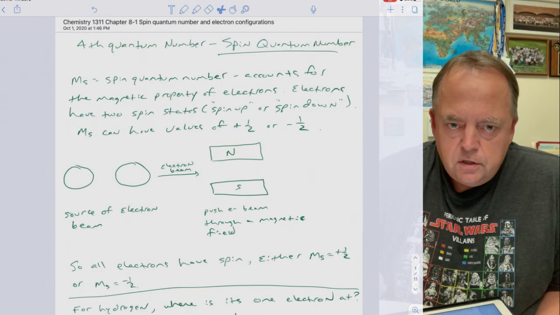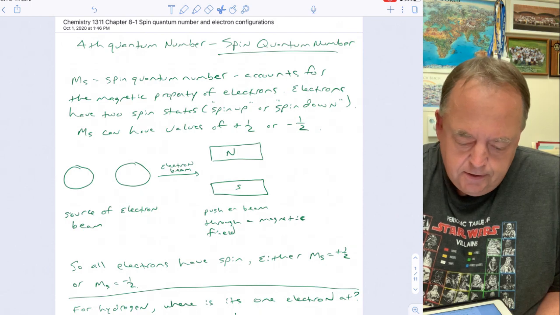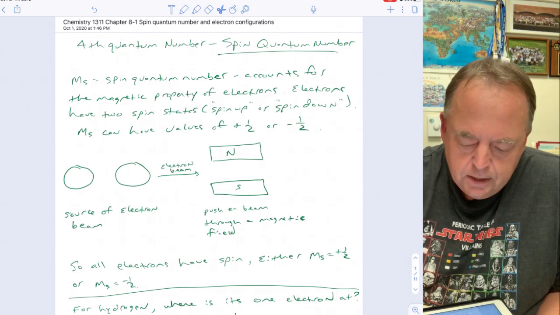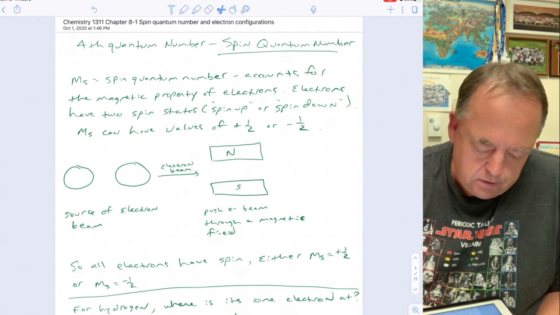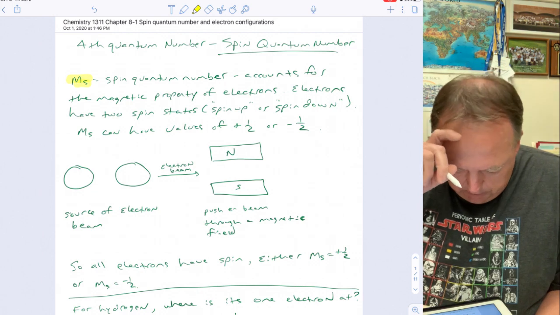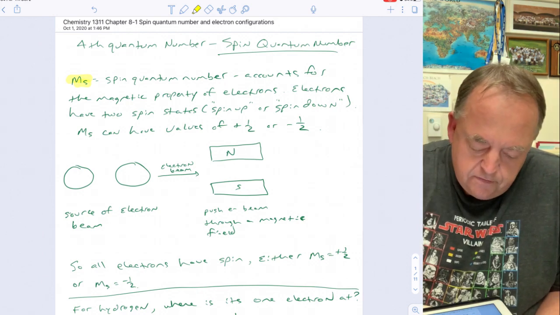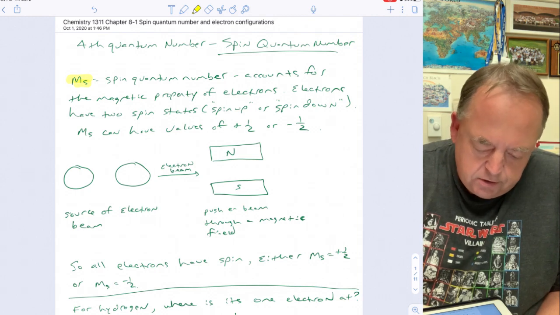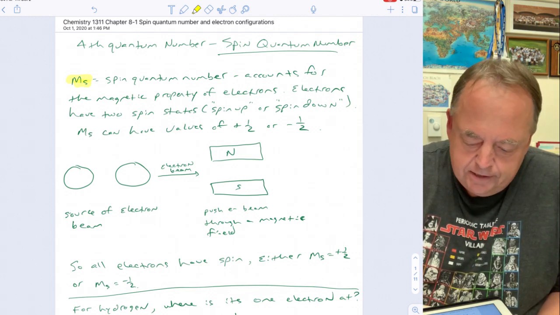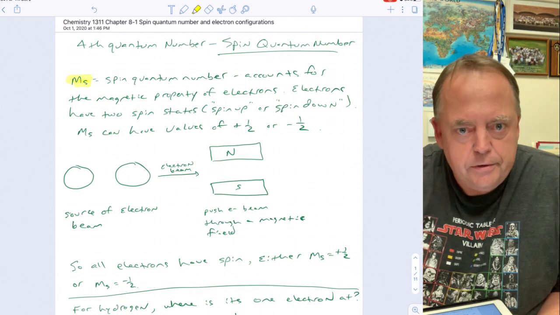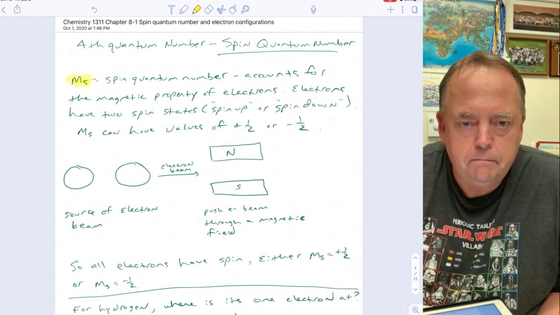So this is the first lecture out of chapter 8. This chapter starts by looking at the fourth quantum number. It's what's called the spin quantum number, given the symbol m sub s. It accounts for the magnetic property of electrons. Electrons have what are known as two spin states. One is called spin up, one is called spin down. And the possible values of m sub s are plus 1/2 and minus 1/2.